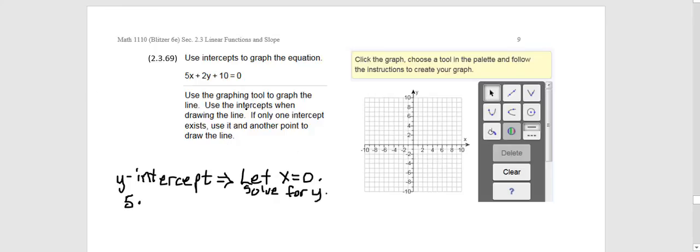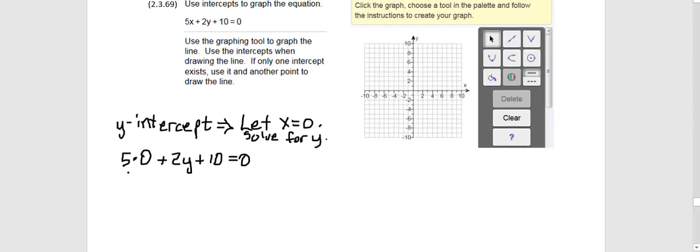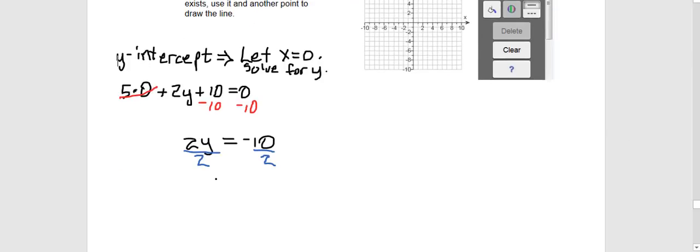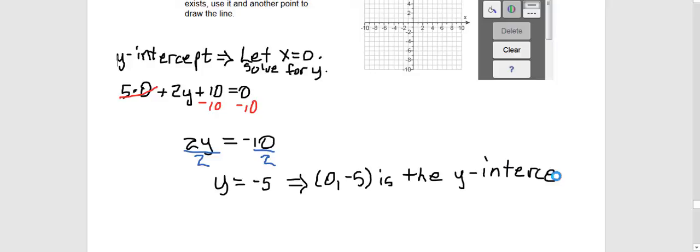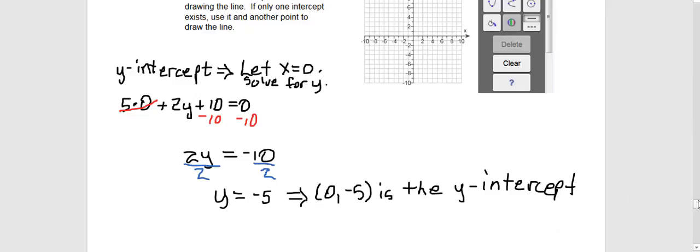So I find the y-intercept by letting x equal 0 and solving for y. So I go into the equation and replace x with 0. So instead of 5x, I have 5 times 0 plus 2y plus 10 equals 0. I'm going to solve this for y. 5 times 0 is 0, so that drops out. I subtract 10 from both sides, and I now have 2y equals negative 10. Now I divide both sides by 2 to solve for y, which is negative 5. So 0, negative 5 is the y-intercept of the line.